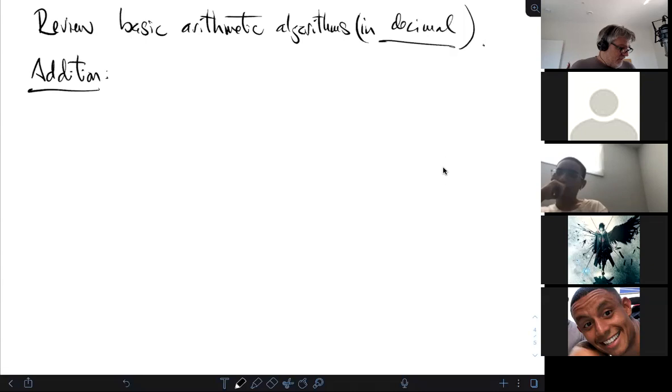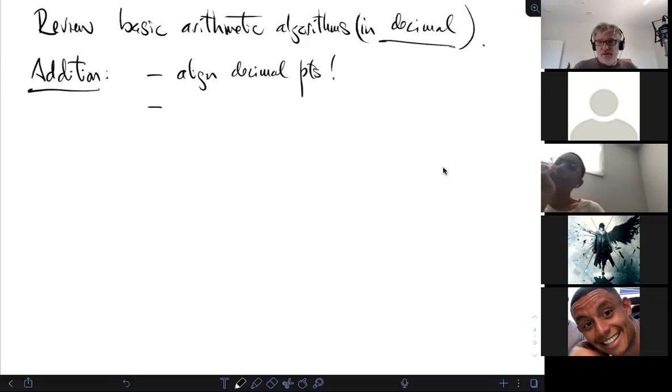So let's, again, do it in decimal, addition. Okay, so we all know how to add numbers, hopefully. There are two main ingredients that you have to keep in mind. You have to align your decimal point. This is important. And of course, there is the notion of carry. It's the carries which are the trickier part, right?